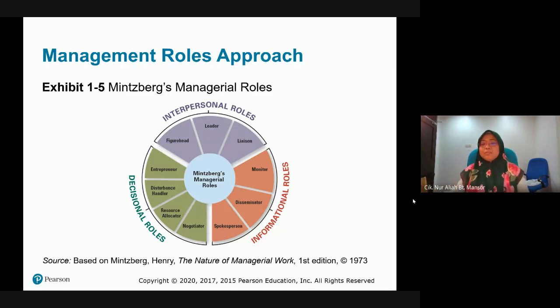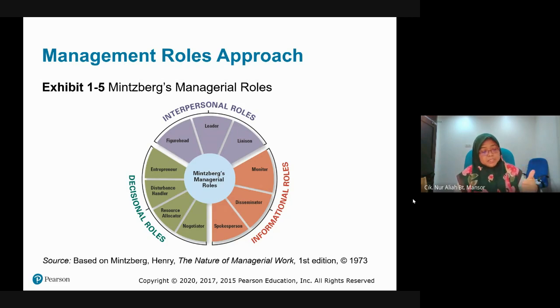So we have 10 roles. Okay, so dalam 10 watak ni kita bahagikan kepada 3 kategori yang besar. Kita sum up into three big categories. The first category, interpersonal category. The second category, informational roles. The third category adalah decisional roles. So watak interpersonal and watak informational, memberi informasi, dan juga watak decisional, watak buat keputusan, pembuat keputusan.